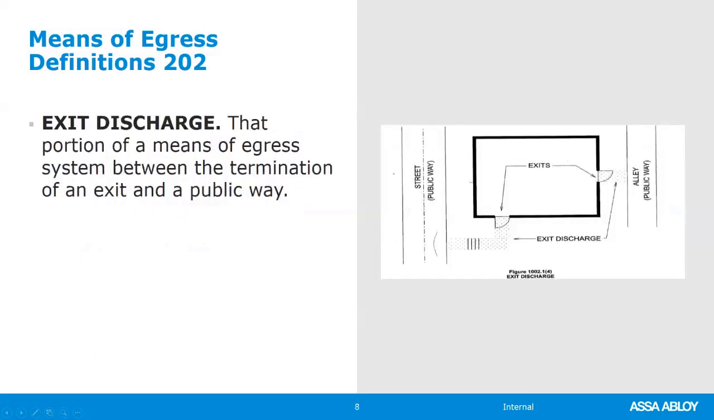The exit discharge is that portion of a means of egress between the termination of an exit and public way or safety. And you have to be at least 10 feet away from the building in order to be considered past the exit discharge. Public way is deeded to the public, open air, parking lots, streets, sidewalks, as long as they're 10 feet or more away from the building.